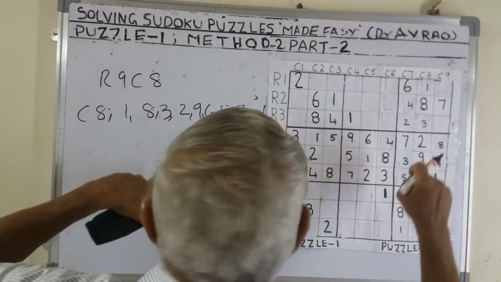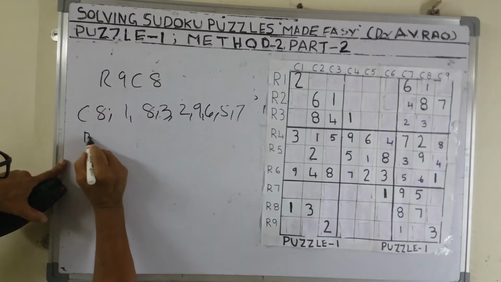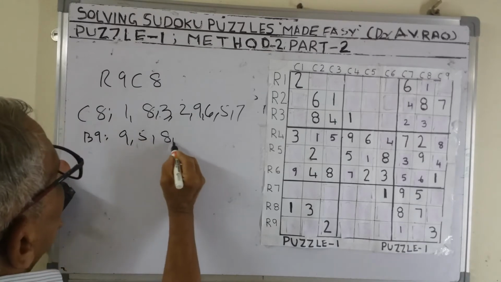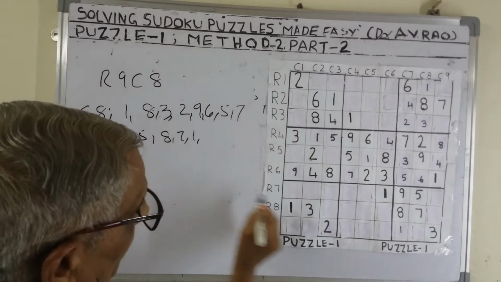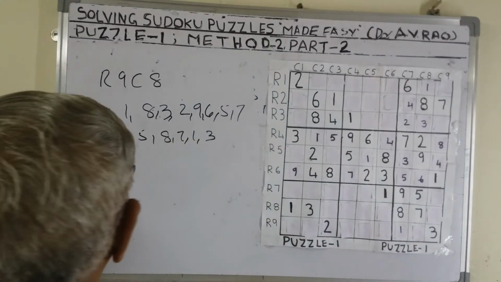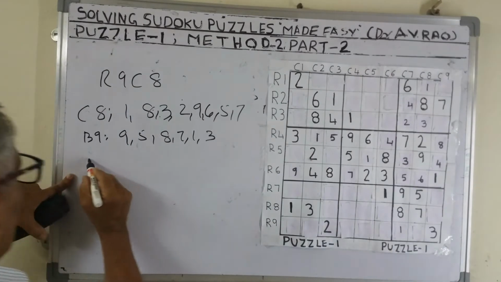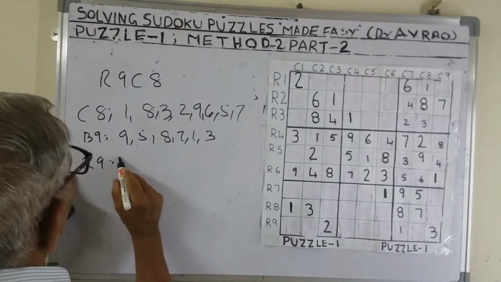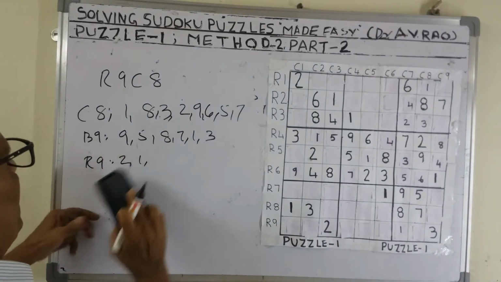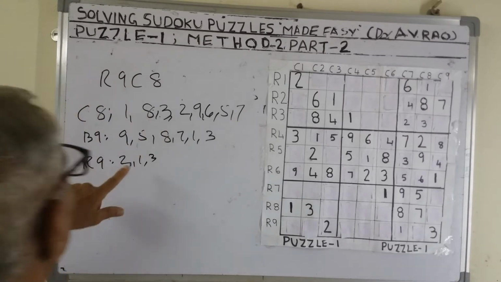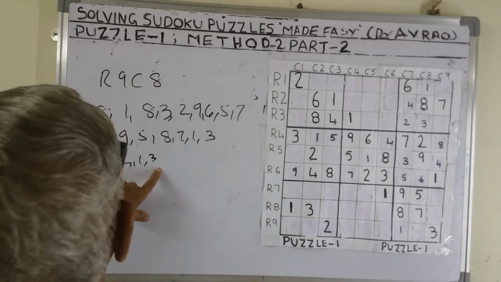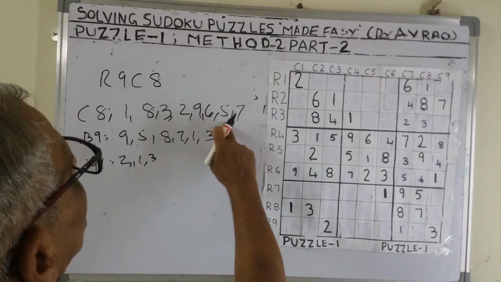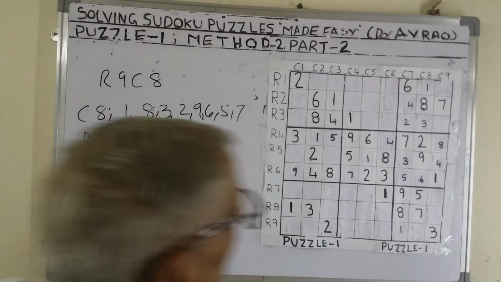Okay, that is C8. Box B9: 9, 5, 8, 7. Now 1 has been added, 3. Okay, B9. Now this is row R9: 2, 1, 3. Here also one number is being added, 2 and 3. Now let us see, 1 is there, 2 is there, 3 is there. Now 4 is missing. 4, 5, 6, 7. Okay, 4 is missing. Let us write 4 here.